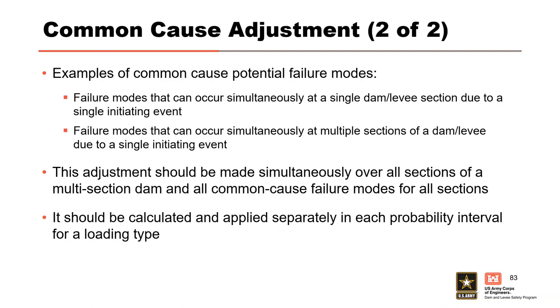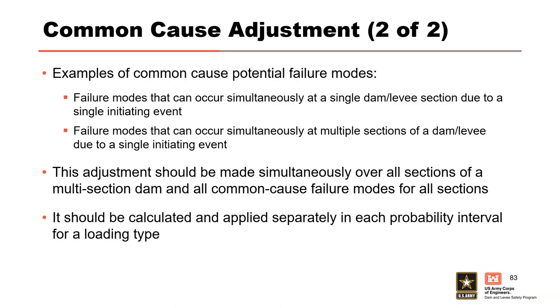So what kind of failure mode should we consider a common cause adjustment? We would consider common cause adjustment for failure modes that can occur simultaneously at a single section due to a single initiating event, such as concentrated leak erosion along a conduit and backward erosion piping beneath the same conduit.